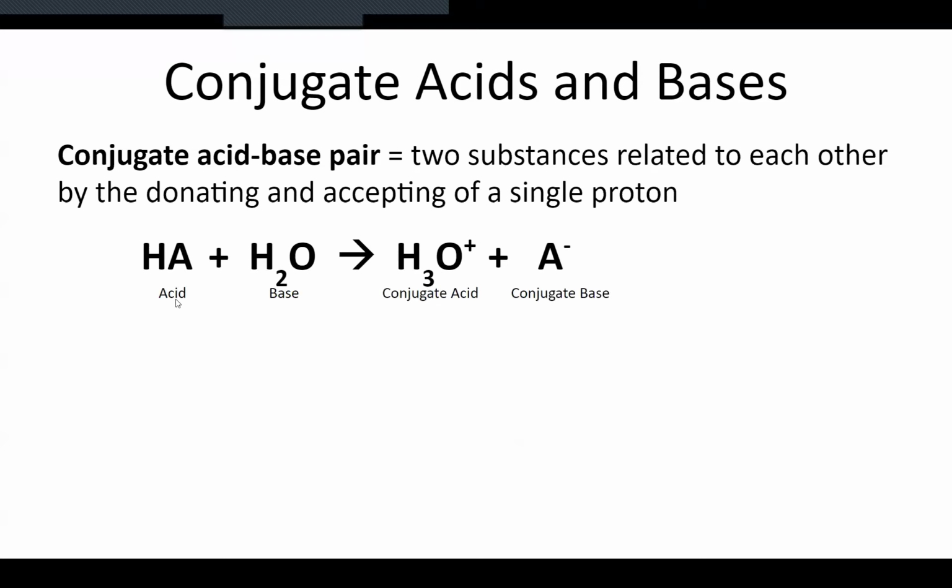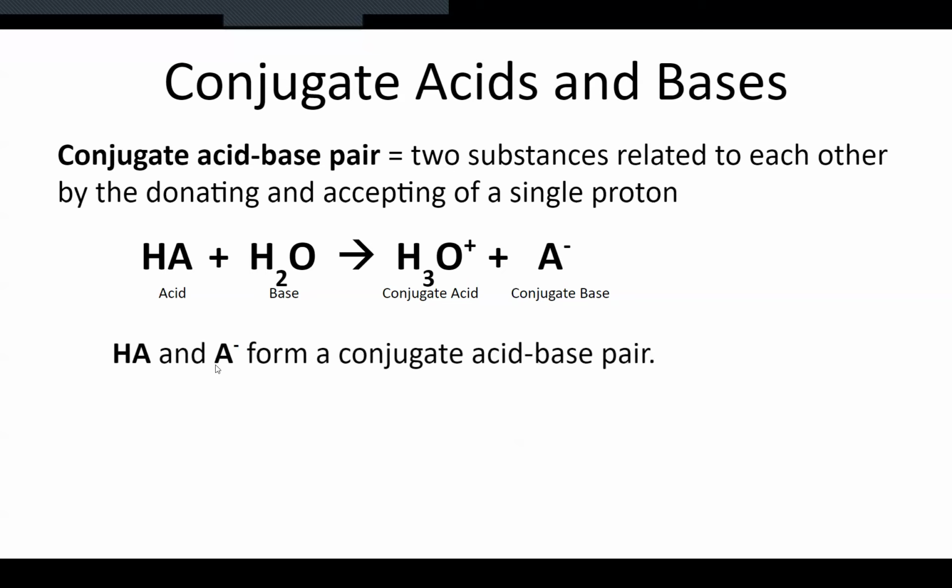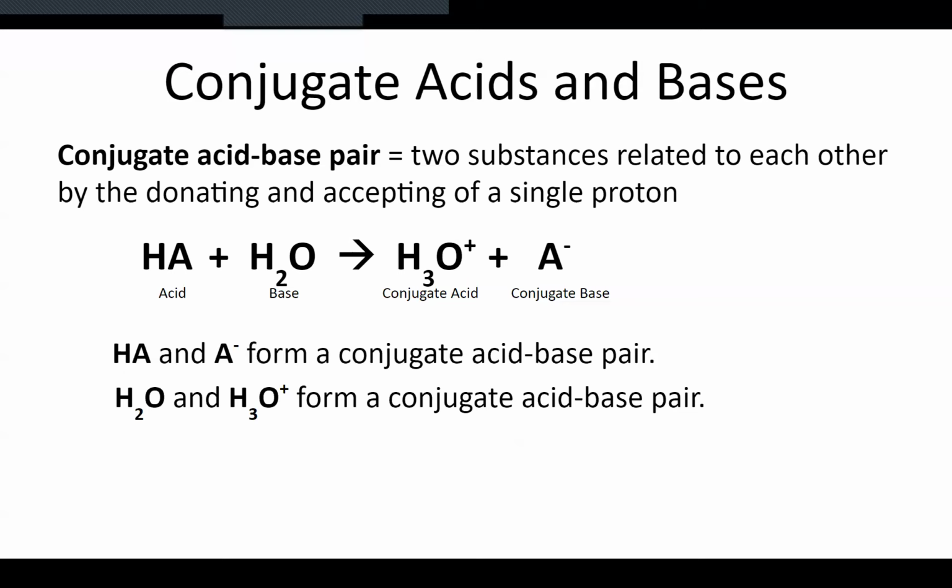Now watch carefully. Yes, HA is the acid, and yes, H2O is the base. But what the acid becomes after doing what an acid does, losing an H, is the conjugate base. And what the base becomes after doing what bases do, receiving H, is the conjugate acid. So bases become conjugate acids, acids become conjugate bases. Isn't that curious? We kind of flip the name of it. HA and A minus form a conjugate acid-base pair. H2O and H3O form a conjugate acid-base pair as well.